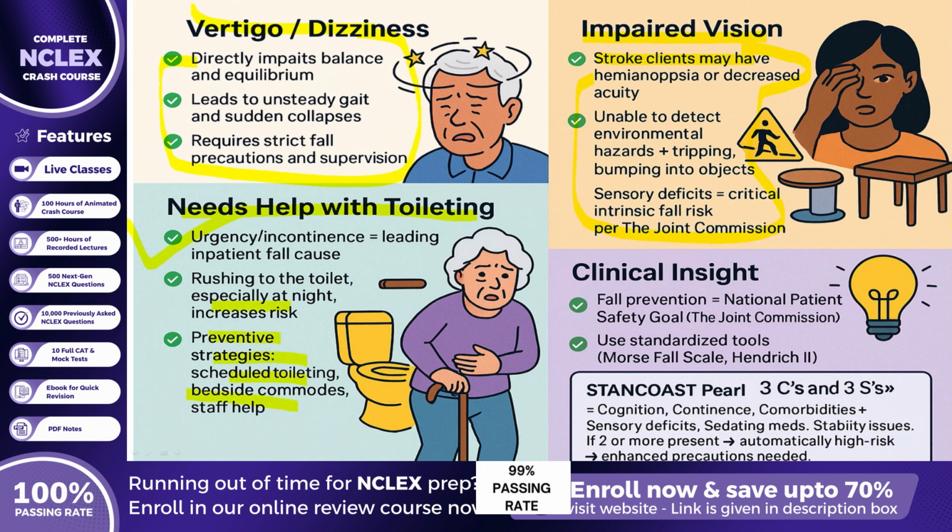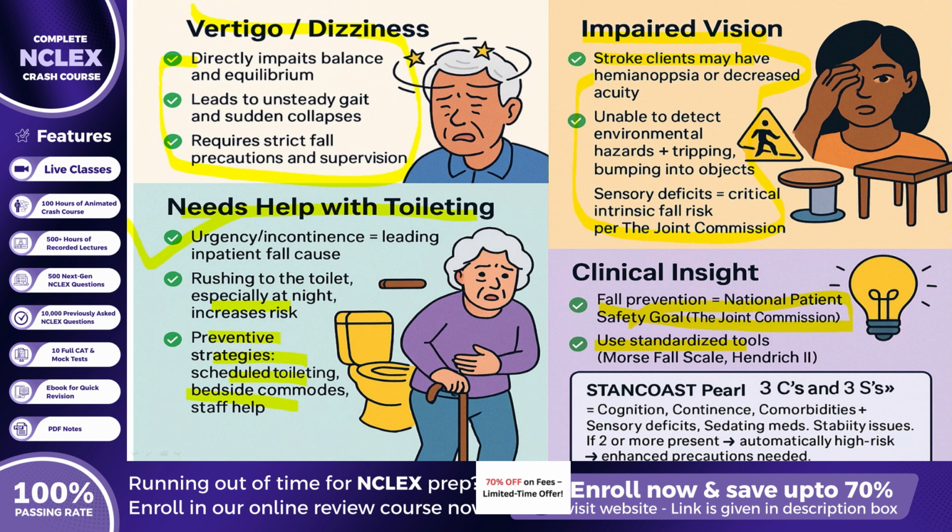Here is the clinical insight. Fall prevention is a national patient safety goal mandated by the Joint Commission. Risk assessment is required at admission, during hospitalization, and whenever a client's condition changes. Nurses often use tools like the Morse Fall Scale, or the Hendrich II fall risk model, to identify risks and implement interventions such as non-skid footwear, frequent rounding, toileting schedules, and family education.